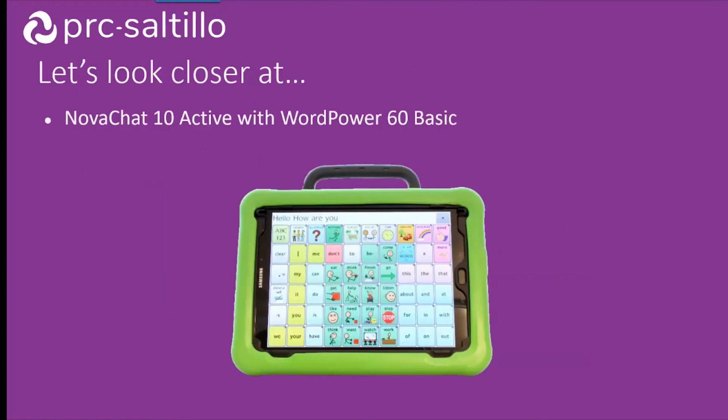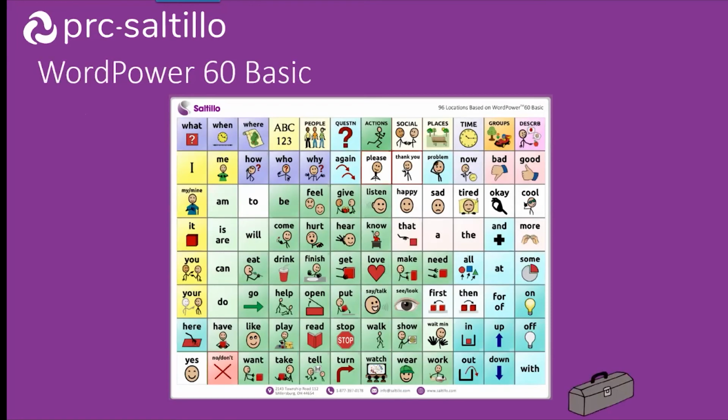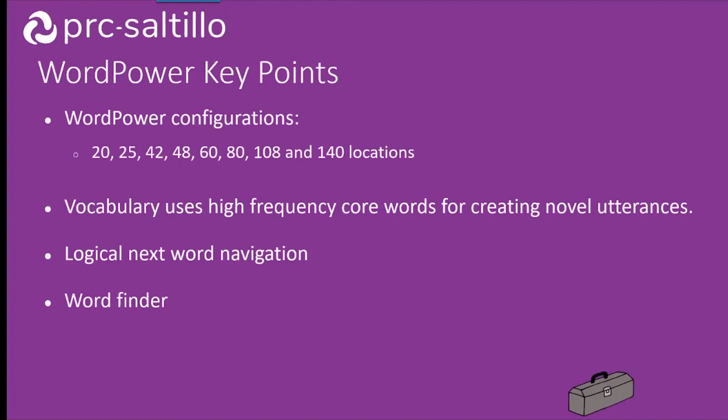For our purposes today, we're going to take a closer look at the Nova Chat 10 Active with Word Power 60 Basic. And so in your tools and in your handouts, your tool handout, you have this 96 location core board, which is based on Word Power 60 Basic. So take a second and locate that. And we're going to do kind of the same thing we did with the Unity 60, but I want to first cover some of the key points about word power.